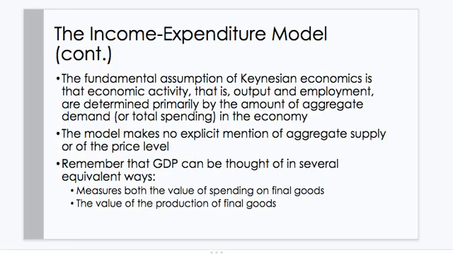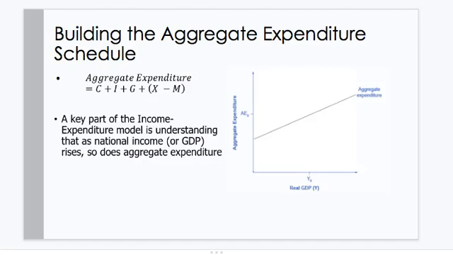Remember that GDP can be thought of in several equivalent ways. It measures both the value of spending on final goods and services and the value of production of final goods and services. So we can build an aggregate expenditure schedule that shows AE, aggregate expenditure, equals C plus I plus G plus net exports, which is exports minus imports. And we can graph it here, GDP on the horizontal axis, AE on the vertical.